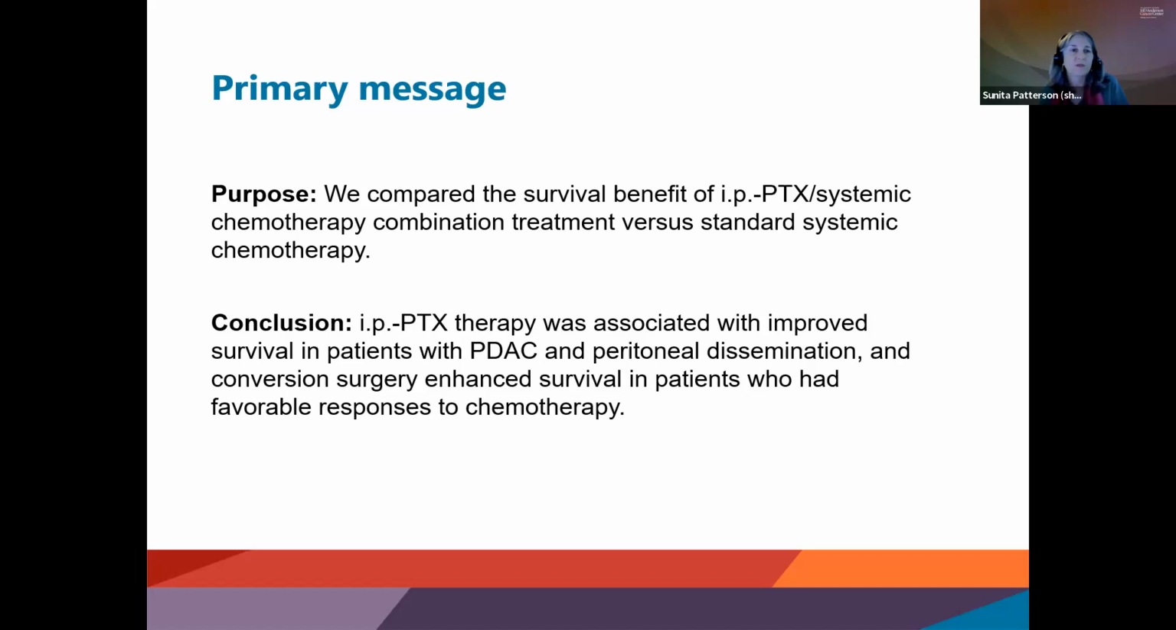So the purpose was we compared the survival benefit of intraperitoneal paclitaxel and systemic chemotherapy combination treatment versus standard systemic chemotherapy. The conclusion is intraperitoneal paclitaxel therapy was associated with improved survival in patients with PDAC and peritoneal dissemination, and conversion surgery enhanced survival in patients who had favorable responses to chemotherapy. So definitely focused on survival benefit.